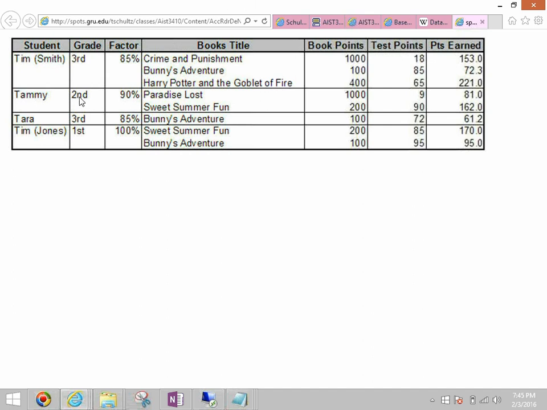We have students, names and what grade they're in. That's one kind of fact. We have books and how many points they're worth. That's another kind of fact, right? We have grades and what their percentage is. That's another kind of fact. And then we have the combination of a student and a book and the score they got. That's a fourth kind of fact.